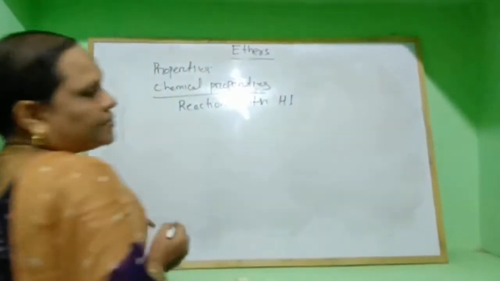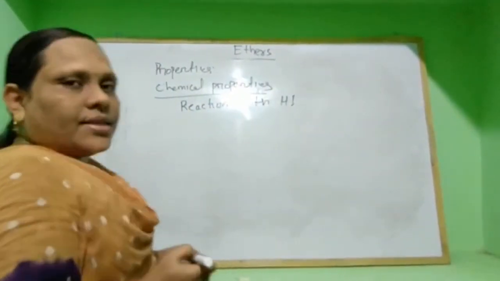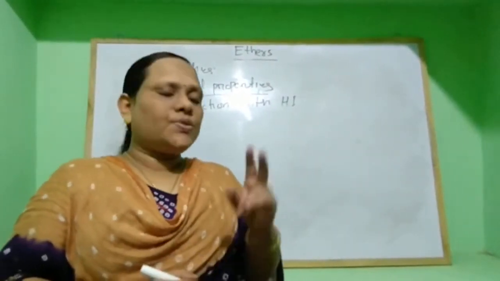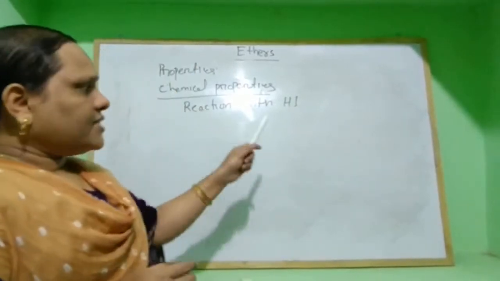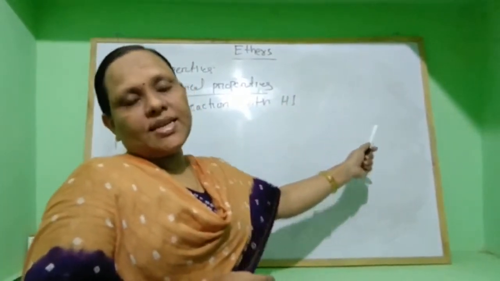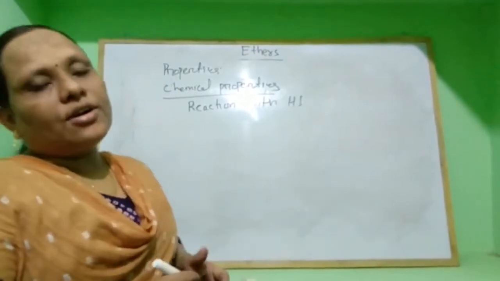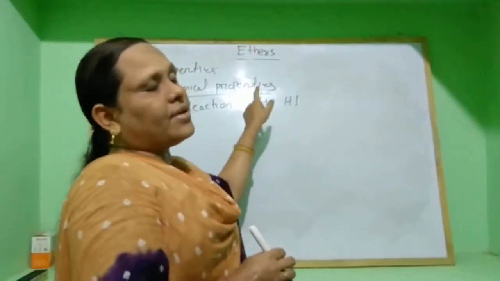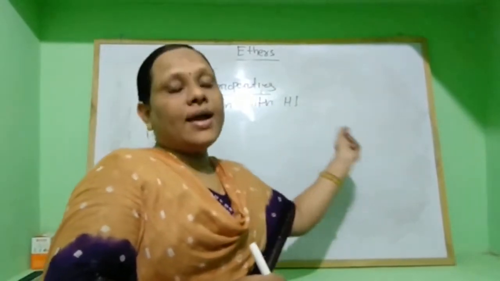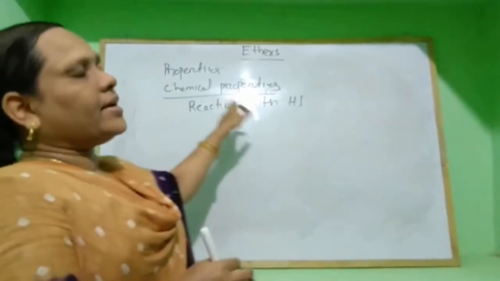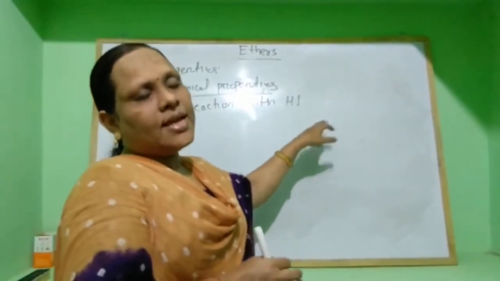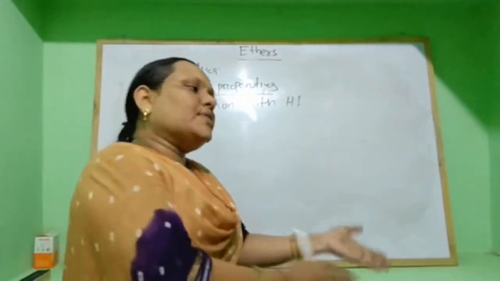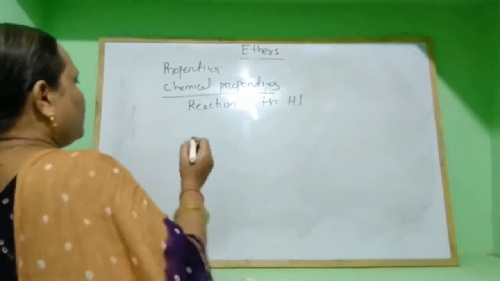Reaction with hydrogen iodide. Ethers react with hydrogen iodide or hydroiodic acid in two stages. First, if a small amount of hydrogen iodide is taken, it gives a mixture of alcohol and alkyl iodide. If excess of hydrogen iodide is taken, then the alcohol again reacts with the halogen acid to form the corresponding alkyl iodide. Look at this example.